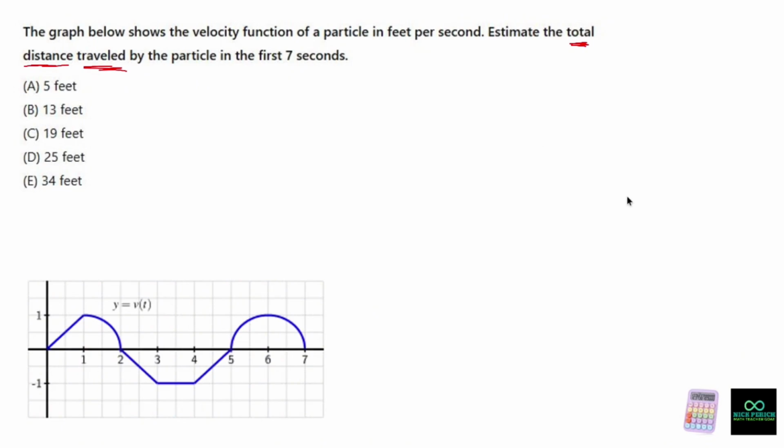And they're asking us to estimate, but since this is a calculator section, we'll actually use our calculator to come up with the most accurate thing that we can. Now, taking the integral of the velocity gets us distance traveled. What the integral gives us is the area under the curve. So this is what I want to figure out. I want to figure out all of these areas. And I know down here is a negative area, but again, what I want is the total distance traveled.